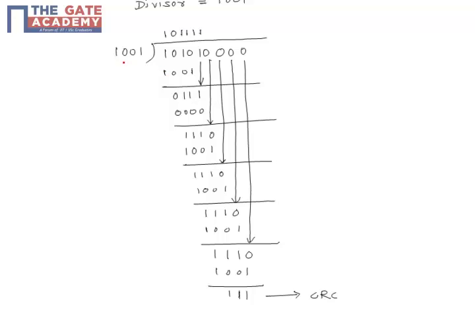Initially we subtract the divisor from 1010 and we get 0011. Here the leading 0 is dropped. Then we fetch the next digit, which is 1. So we try to subtract the divisor from the 0111. Since this is smaller than the divisor, we fetch the next digit in the dividend. So we get 1110 and we subtract the divisor from it, which gives us 111 as the remainder.